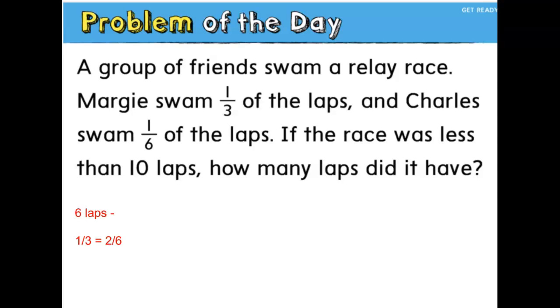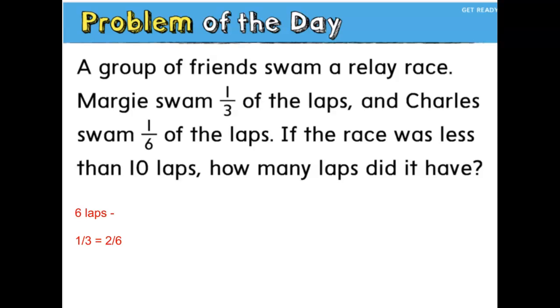A group of friends swam a relay race. Margie swam 1/3 of the laps and Charles swam 1/6 of the laps. Well, if the race was less than 10 laps, how many laps did it have? Well, we know it's less than 10, so it's either going to be 9, 8, 7, 6, 5, 4, 3, 2, or 1. Well, I know that Margie swam 1/3 of the laps and Charles swam 1/6.